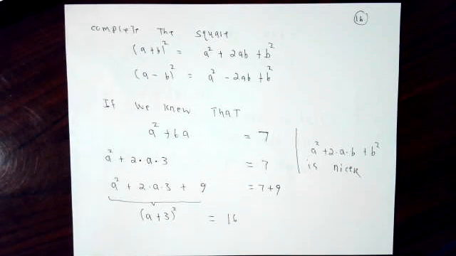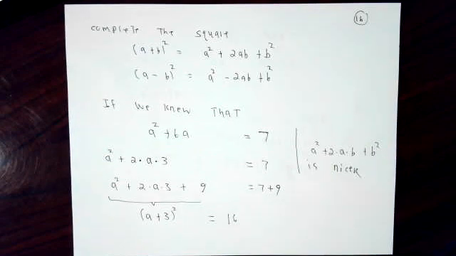The reason that I want to do that is the thing over here is now a squared plus 2ab plus b squared, where b is equal to 3. That's the same thing as a plus b squared, to be specific, a plus 3 squared. So this business is a perfect square. It's a plus 3 squared. And over here, 7 plus 9 is 16.